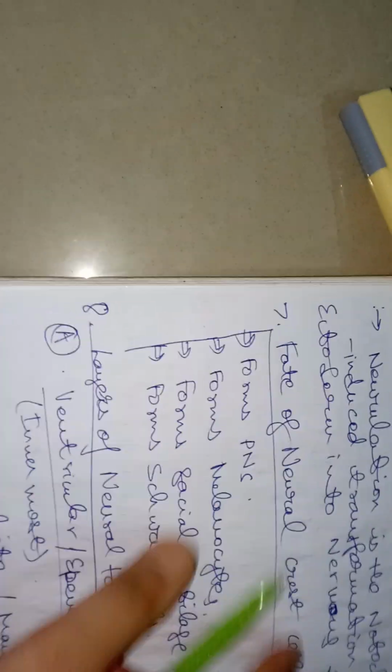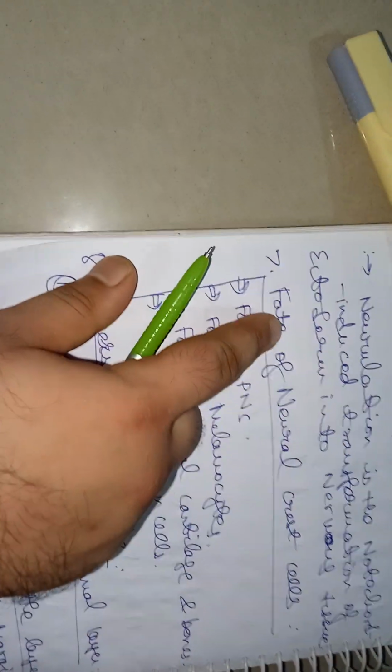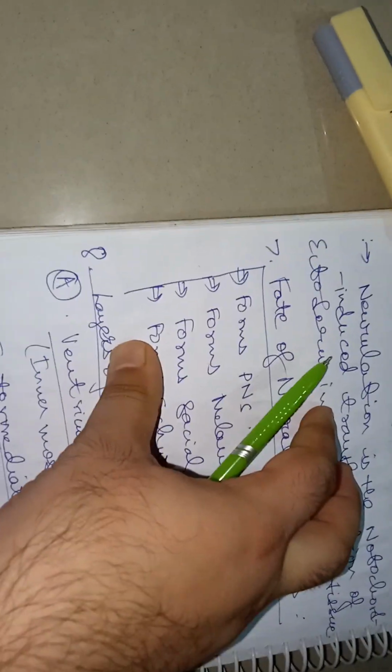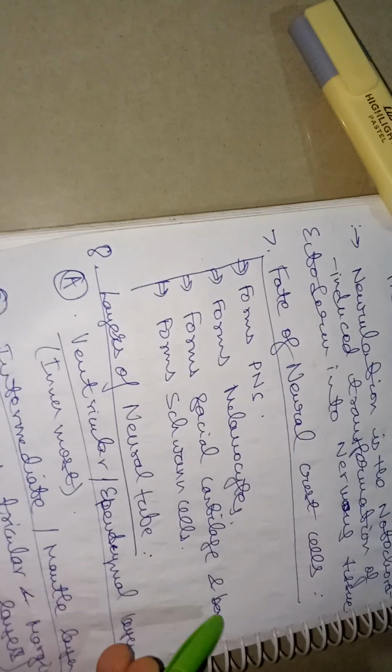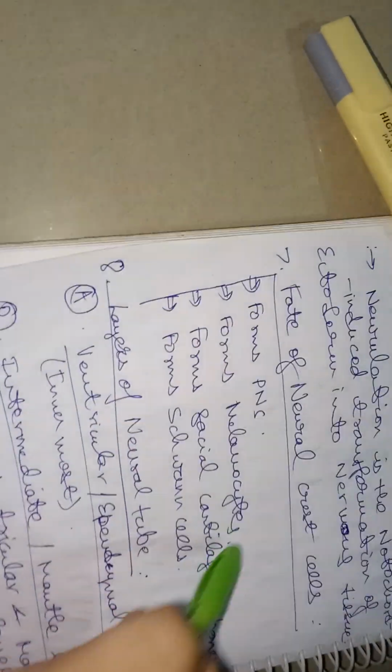Next is the fate of neural crest cells. It means, what do the neural crest cells form? This is actually part of the practical content of veterinary embryology. Neural crest cells form the PNS, melanocytes, and Schwann cells. They also form facial cartilage and bones, but they mainly form the PNS, melanocytes, and Schwann cells.